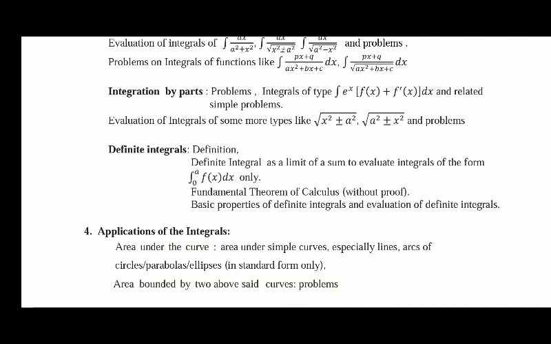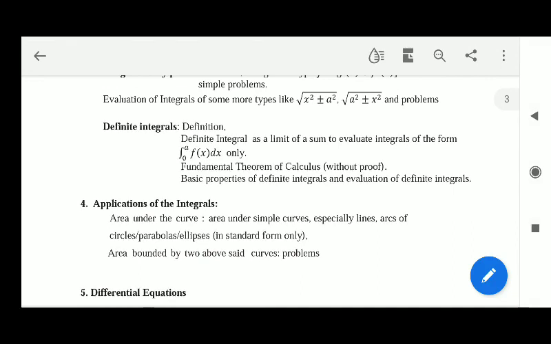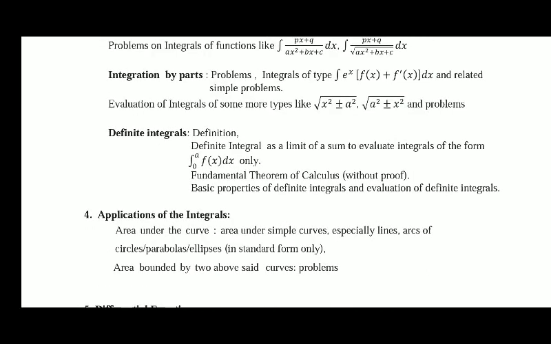You also have the type of integration e raised to x into f of x plus f dash of x, that is a formula we have, and I will let you know while teaching. And the integrals of the types root of x square plus a square, root of x square minus a square, and root of a square minus x square. These are all for the 5 marks questions. Both are 5 marks.